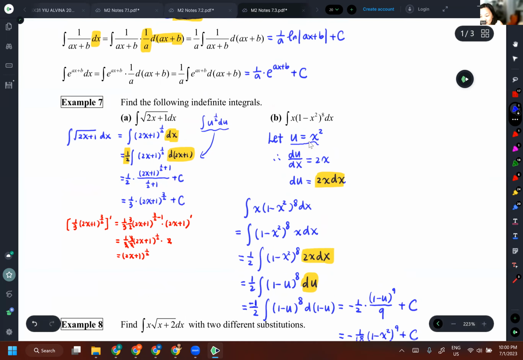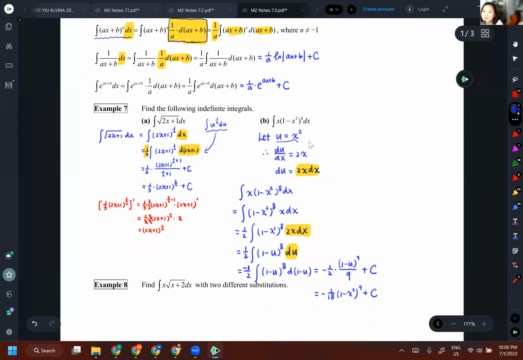With integration, why is it so difficult? Because this arrangement is not easy to make. It's not easy to make this happen. I'll show you another example.